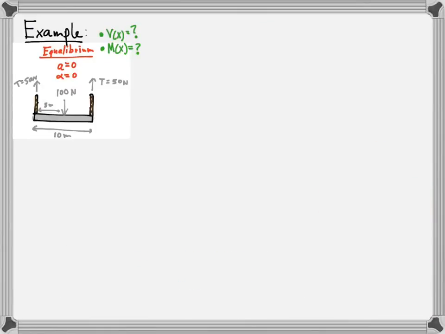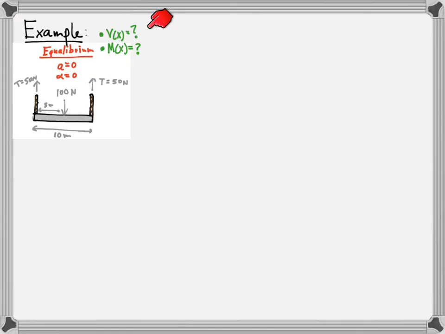So let's take a look at a concrete example to analyze the internal forces of a structure. So here we have a beam. It's got a load of 100 newtons exactly in the center. It's supported by two ropes on either end. We know the force in each rope is 50 newtons and it's 10 meters long. And also it's in static equilibrium.